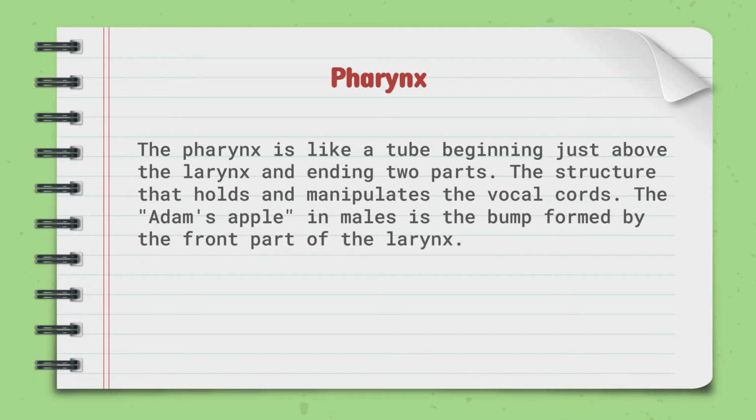Pharynx. The pharynx is like a tube beginning just above the larynx. The larynx is the structure that holds and manipulates the vocal cords. The Adam's apple in males is the bump formed by the front part of the larynx.